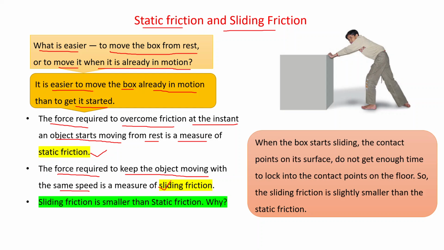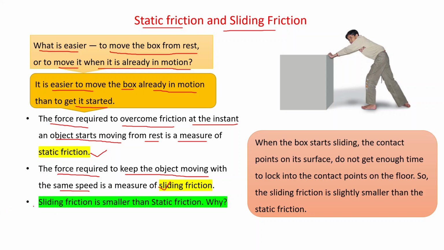Simply we can say, if we move the object from rest, then whatever force we are applying is a measure of static friction. But when the object is moving and to maintain the same speed, whatever force we require is a measure of sliding friction.